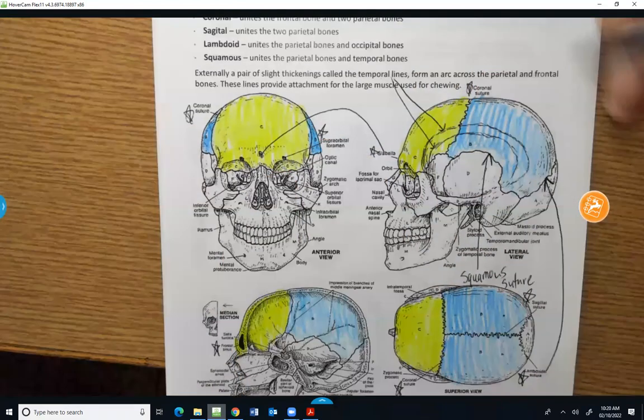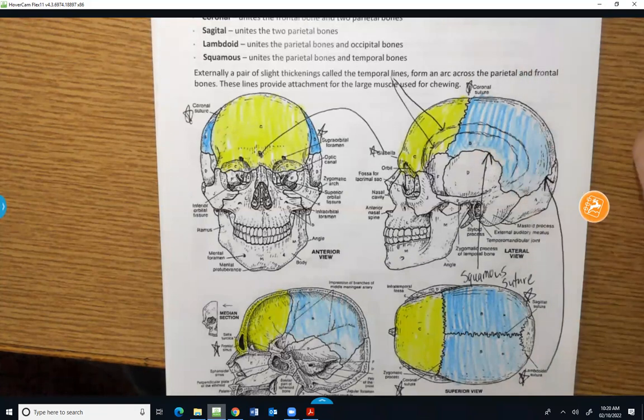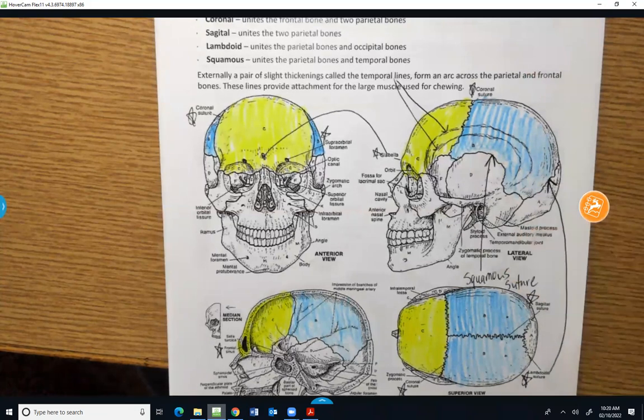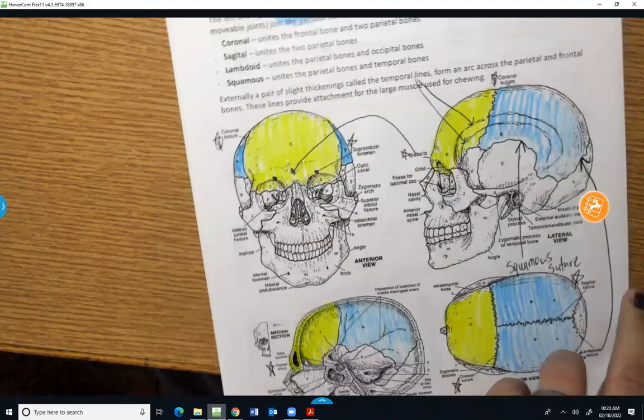These are going to form an arc across the parietal and frontal bones, providing attachment for large muscles used for chewing. You guys all put your hands on the side of your skull, where that temporal region is, bite down. You can feel that muscle right there contracting. Okay, that's where it connects, right up here. It then runs down from there and connects right there on your mandible. So those are the first 3 of our 8 cranial bones.